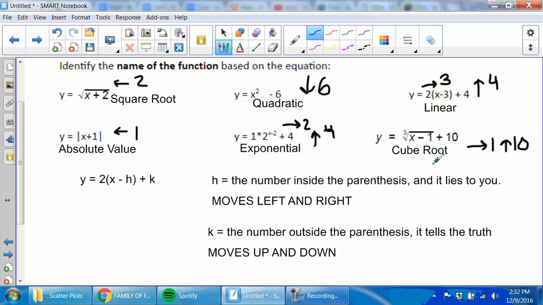Use this video to help guide you in learning about family of functions.